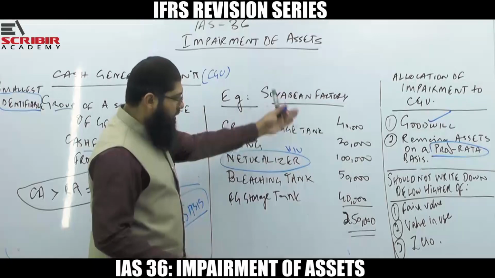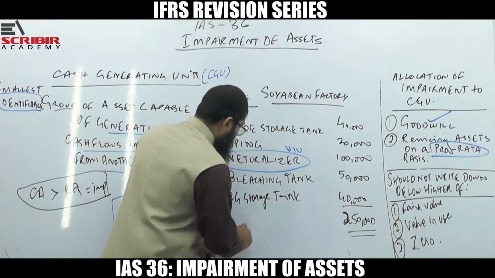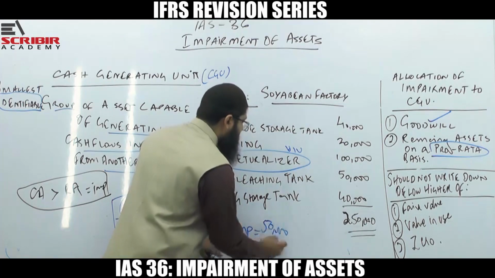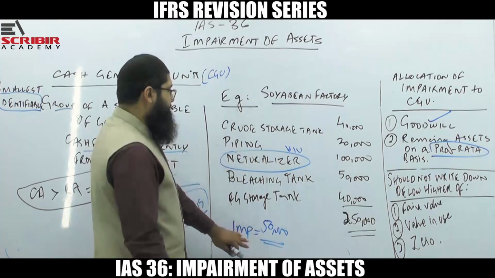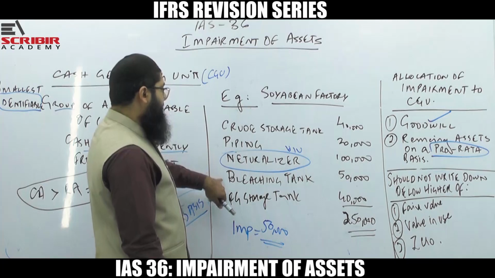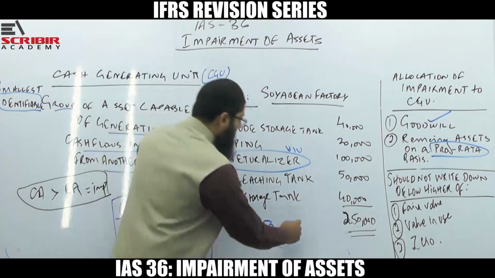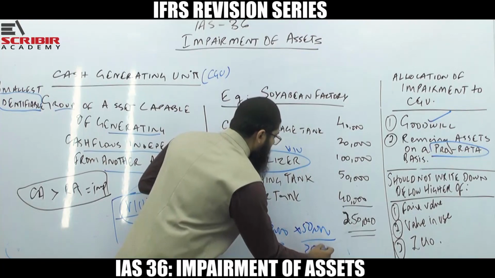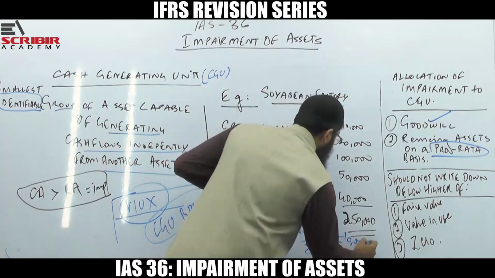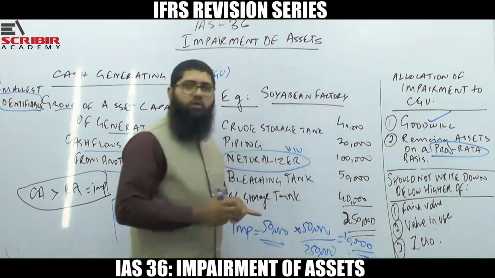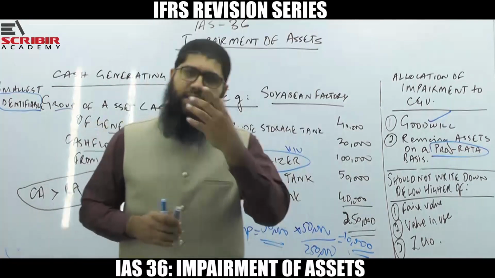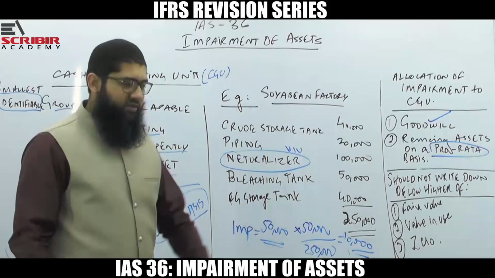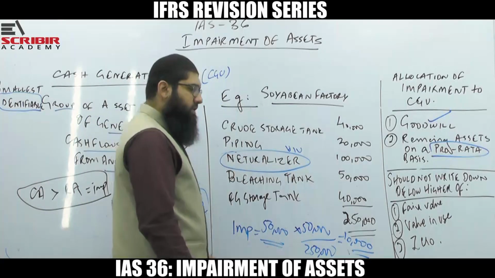For example, you've got all these assets. Assume that the impairment loss that is available is 50,000 that needs to be allocated. So how would I be allocating this 50,000? Assume I need to allocate this to the bleaching tank. I would say the bleaching tank is 50,000 out of 250,000. So the impairment loss of 10,000 would be allocated. So you need to allocate it to all the assets on a pro rata basis. Is there a limit? Yes.